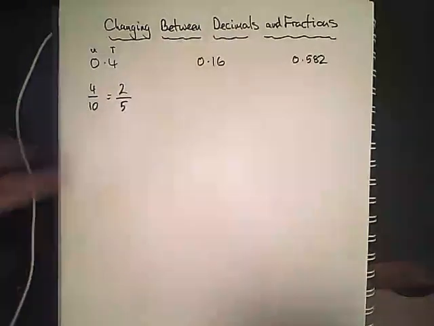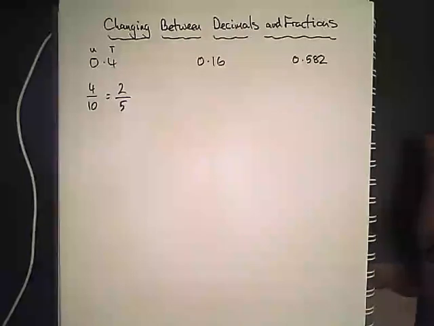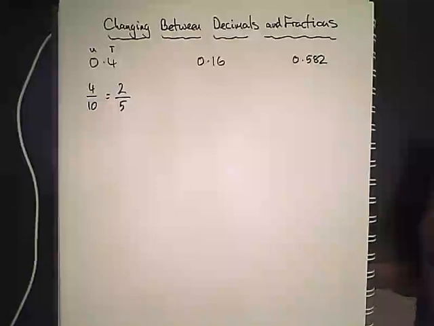I can't simplify that anymore. I can only simplify it if I can divide the top and the bottom number by the same number and still get a whole number. 2 and 5 can't be divided by 2, can't be divided by 3, can't be divided by 4, and so on. They can only be left as they are. So that is your answer. That's changing a decimal to a fraction, and it's done.